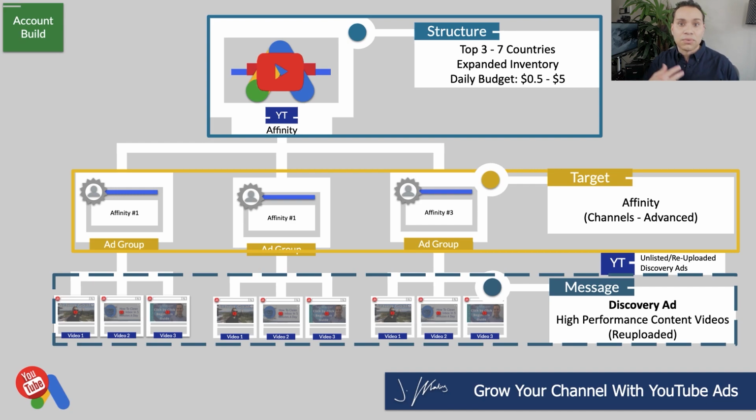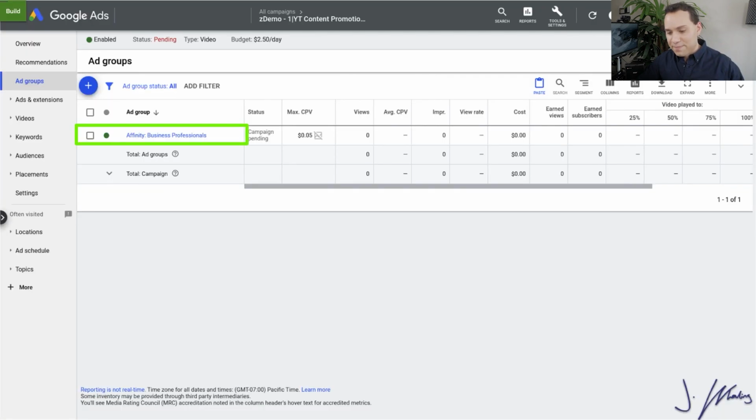That's the process you'll go through 2 more times to create your ad groups. So now let's go ahead and talk about creating our ads. Those are those 3 content videos that we re-uploaded, right? So let's go ahead and click on our first ad group here.